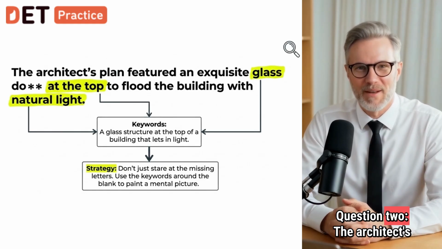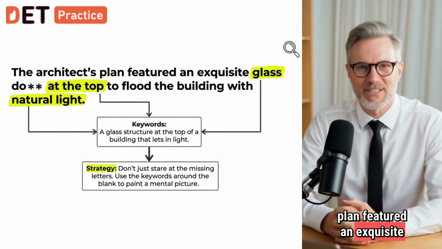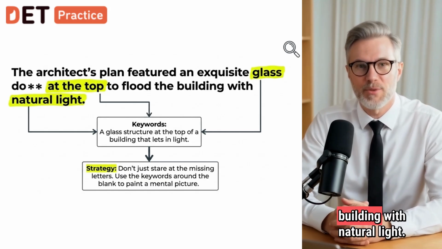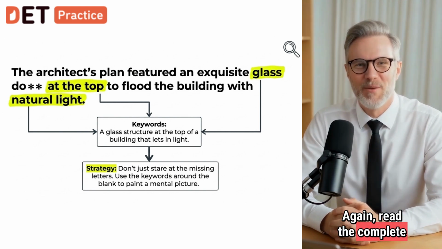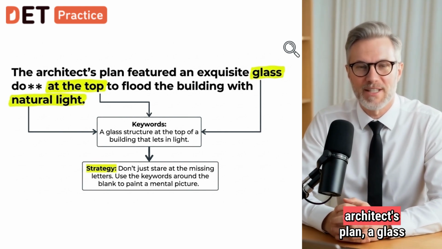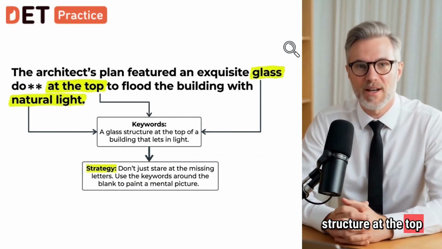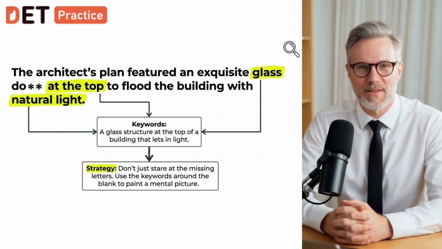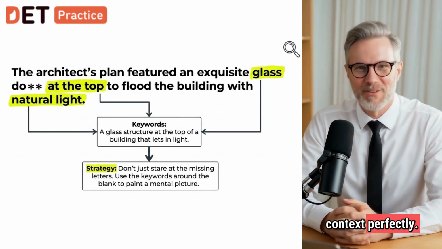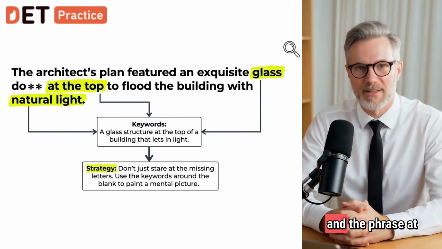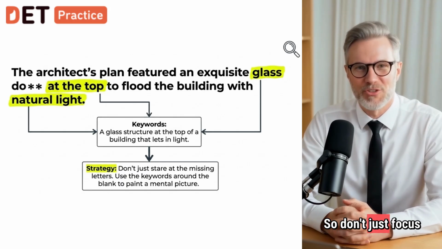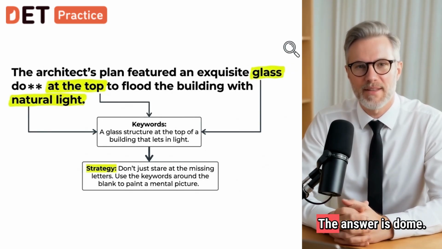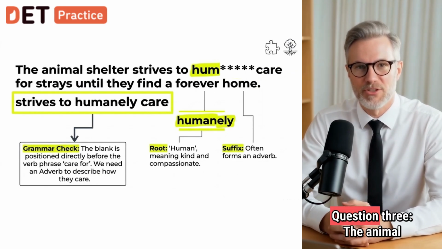Question 2. The architect's plan featured an exquisite glass dome at the top to flood the building with natural light. The answer is dome. Again, read the complete sentence. We're talking about an architect's plan, a glass structure at the top of a building, and natural light coming through it. A dome fits the context perfectly. Notice the word glass and the phrase at the top. These key words give us strong clues. So don't just focus on the missing letters. Use the context and key words around the blank. The answer is dome.